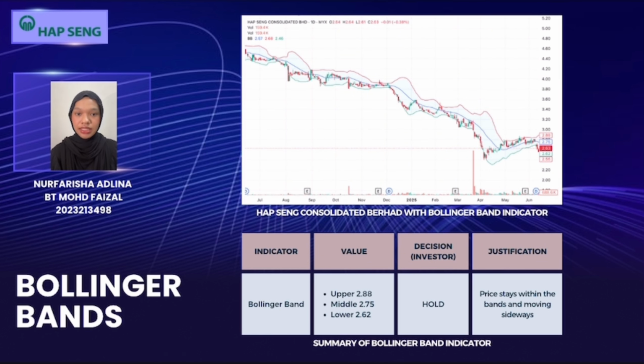Thus, the existing traders should maintain their position due to the downward movement. Moreover, the potential traders should wait for a valid breakout confirmation before buying, when the price hugs the lower band, then moves away. Traders should also avoid buying during sideways movement.